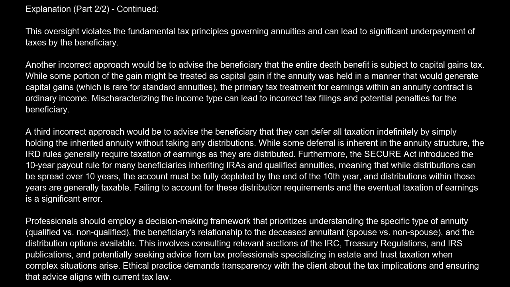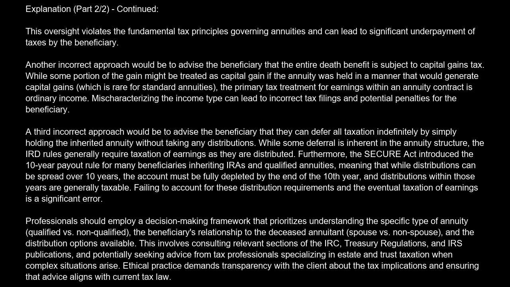Another incorrect approach would be to advise the beneficiary that the entire death benefit is subject to capital gains tax. While some portion of the gain might be treated as capital gain if the annuity was held in a manner that would generate capital gains, which is rare for standard annuities, the primary tax treatment for earnings within an annuity contract is ordinary income. Mischaracterizing the income type can lead to incorrect tax filings and potential penalties for the beneficiary.